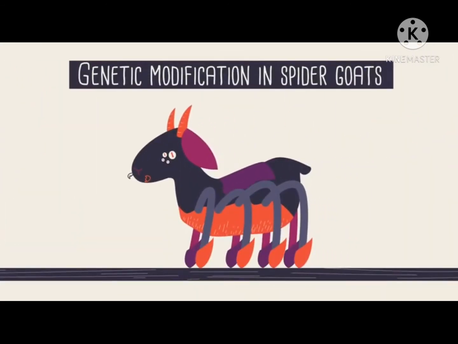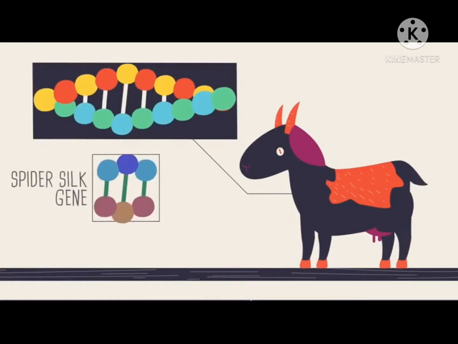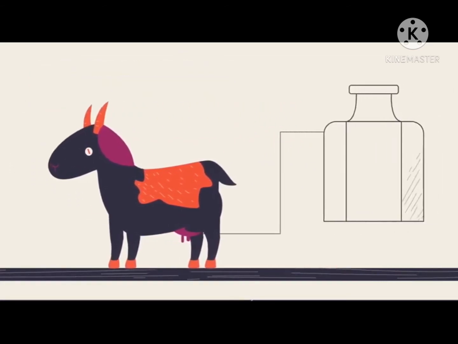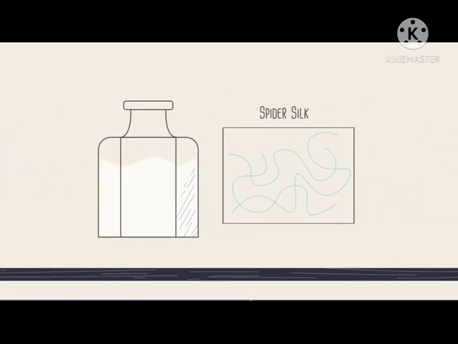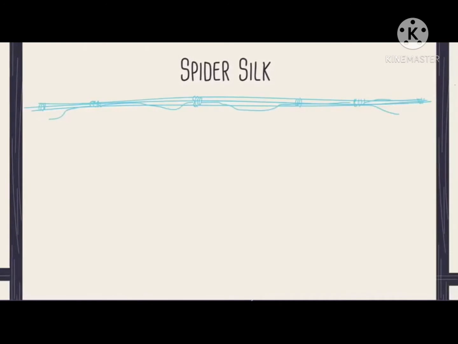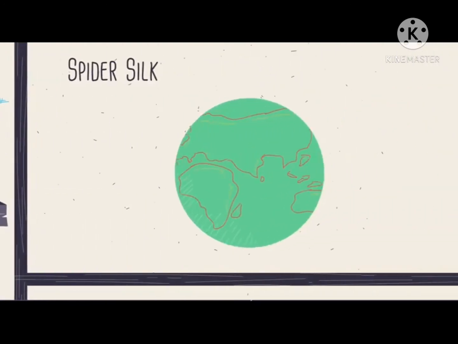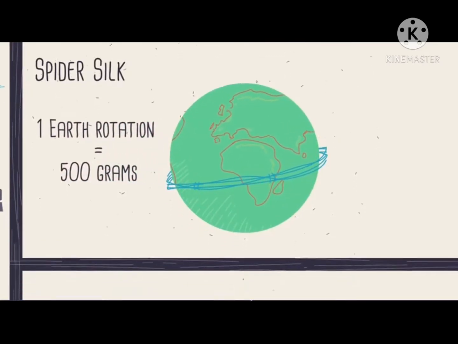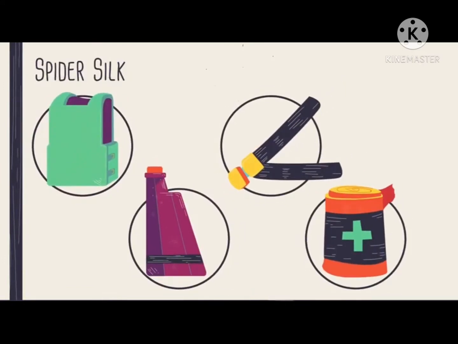Spider goats are also a great example of a genetically modified organism. They aren't as scary as they sound. They're goats that have had the spider silk gene inserted into their DNA, so when female goats lactate, produce breast milk, the milk contains spider silk. The spider silk is pretty incredible. It's as strong as steel, but so light that a strand long enough to circle the Earth would weigh less than 500 grams. So there are thousands of uses for such a unique material.